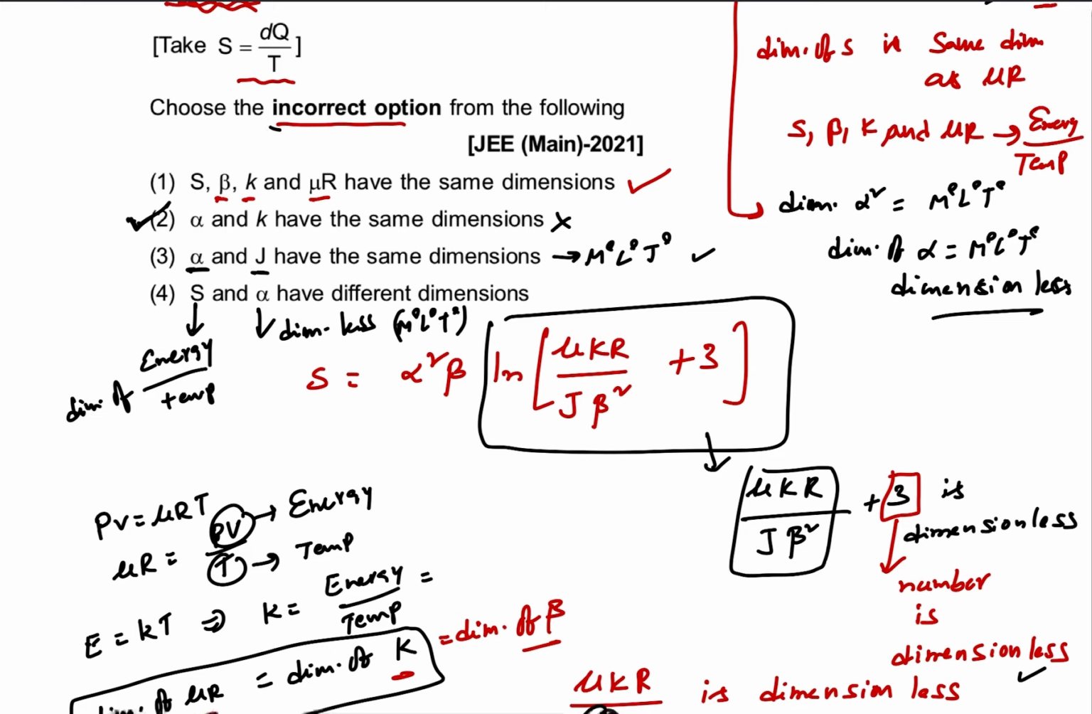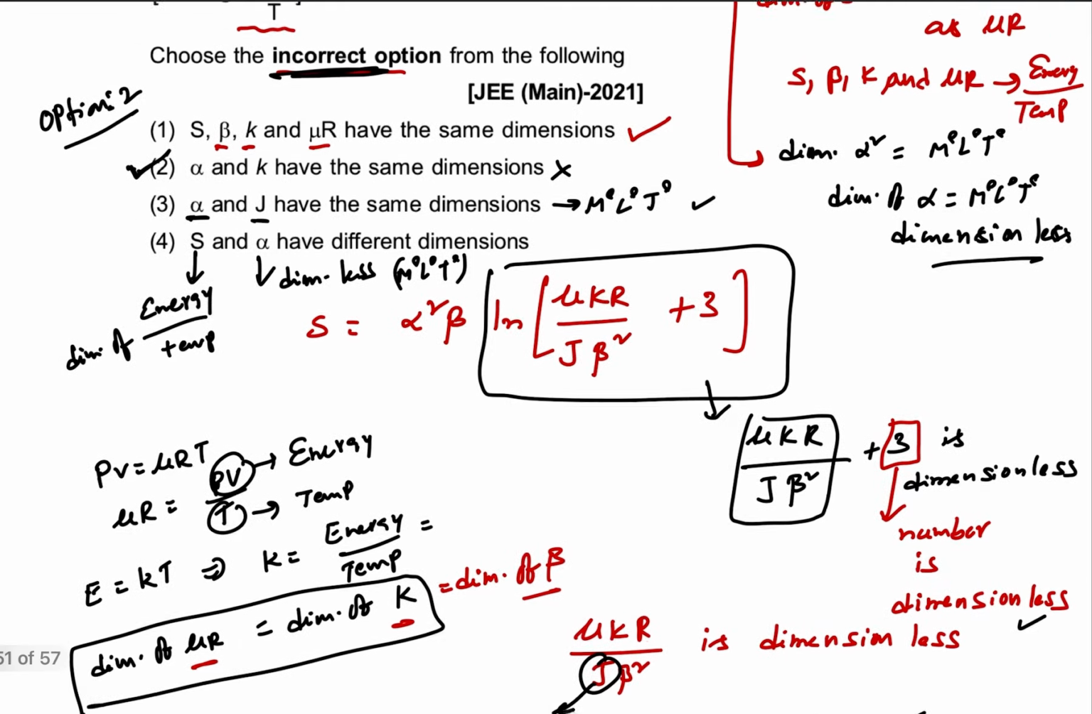Now alpha and K have the same dimension they have given. It is a wrong option. So which is the incorrect they are asking. Option 2 is the correct. Option 2 you have to tick. Okay. Observe this carefully. Next one.